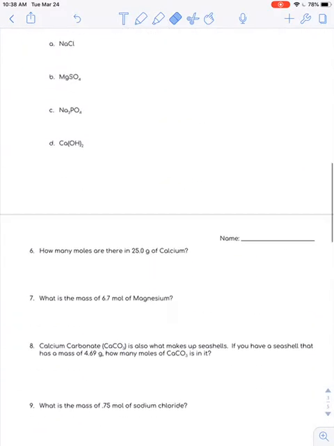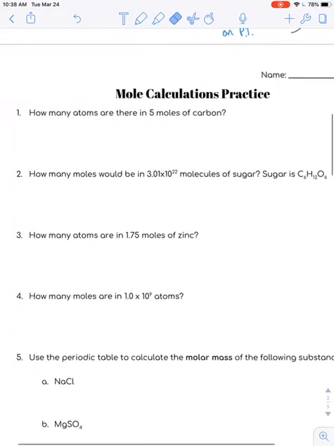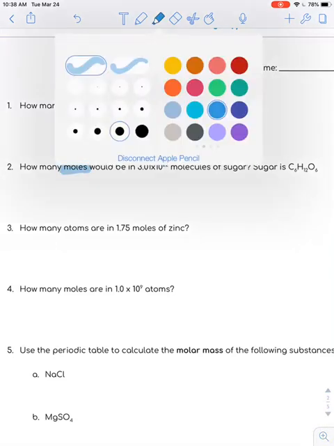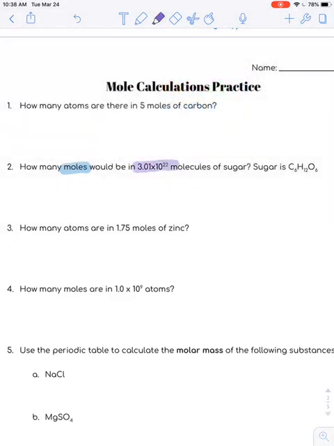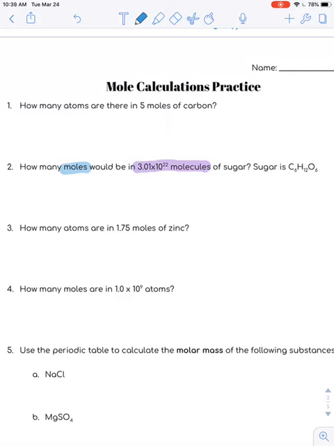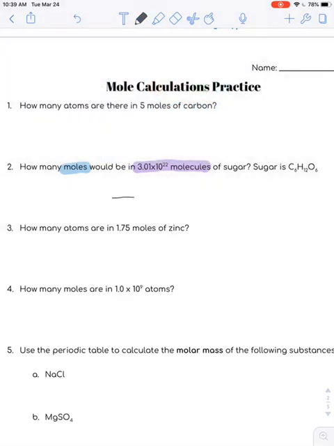So let's take a look at one of these examples. I'm going to do number 2. So how many moles would be in 3.01 times 10 to the 22nd molecules of sugar. And it does give us the chemical formula of sugar right over there, but we may or may not need to use that to solve this problem. So I'm going to go ahead and set up a T-chart.